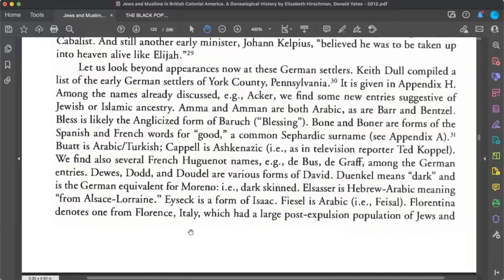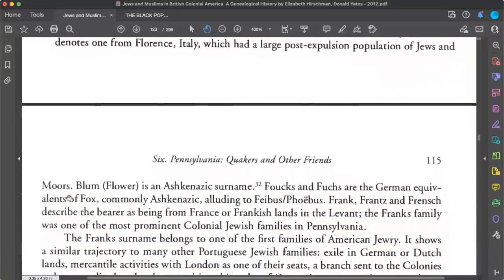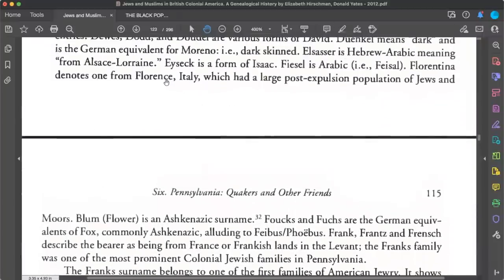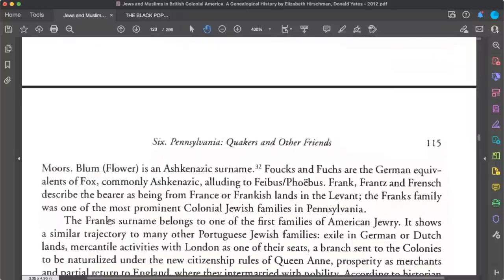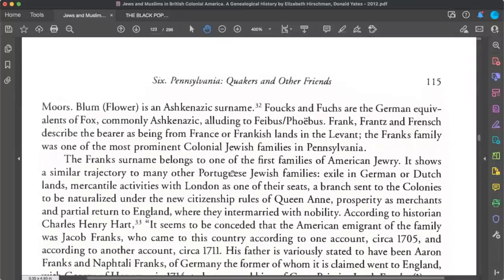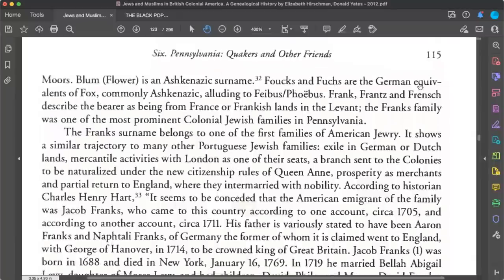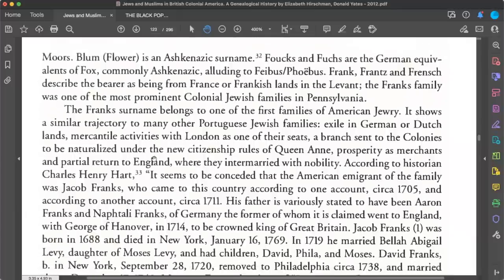Florentina denotes one from Florence, Italy, which had a large post-expulsion population of Jews and Moors. Blum, flower, is an Ashkenazic surname. Folks and Fuchs are the German equivalents of Fox, commonly Ashkenazic. Phoebus, Frank, France, and French described the bearer as being from France or Frankish lands in the Levant. The Franks family was one of the most prominent colonial Jewish families in Pennsylvania.